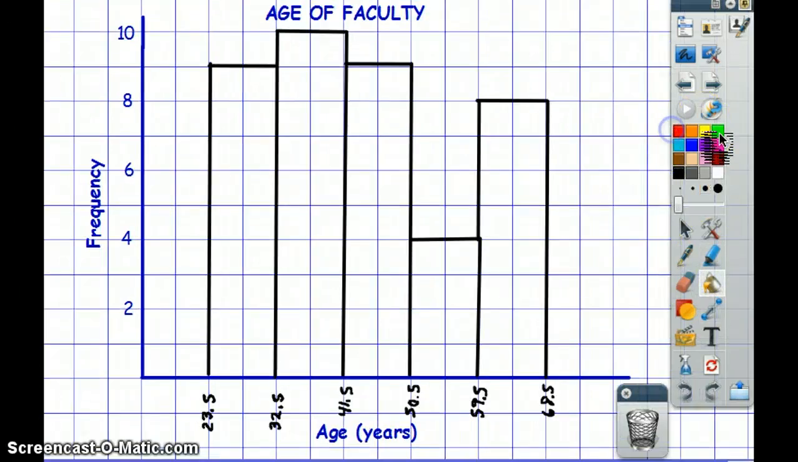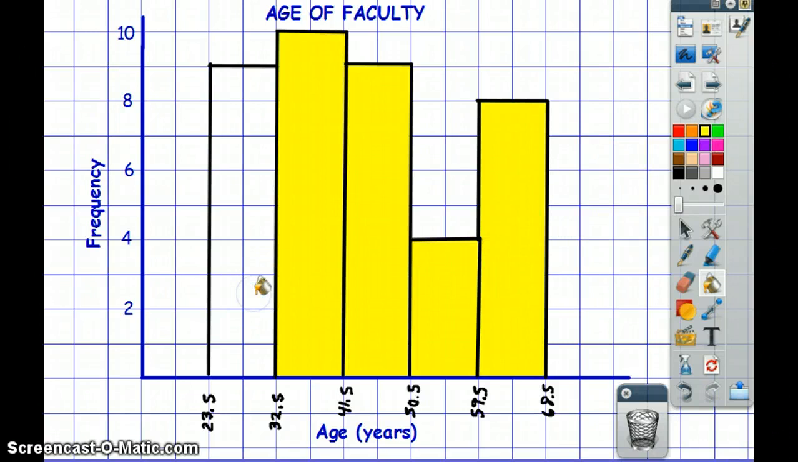Let me see if I can shade these in. Okay, it's not wanting to shade in that last one for me, but you get the idea. So that is my histogram.